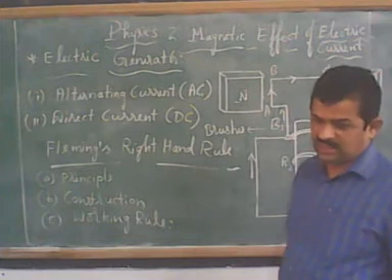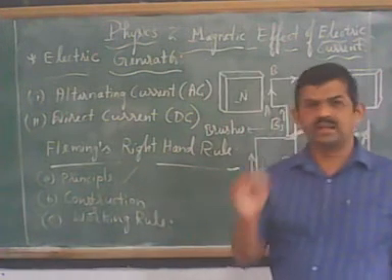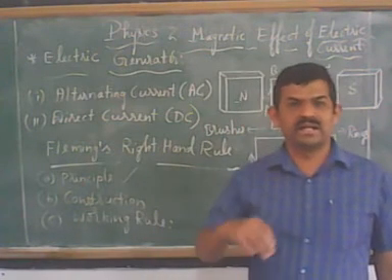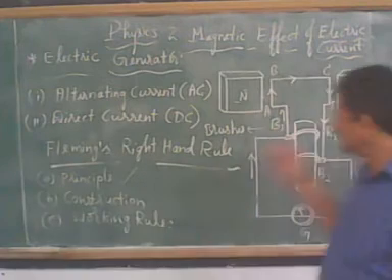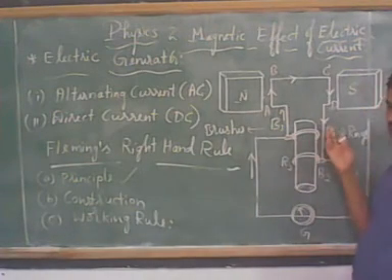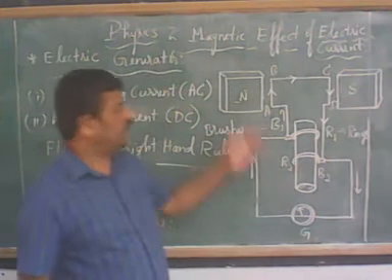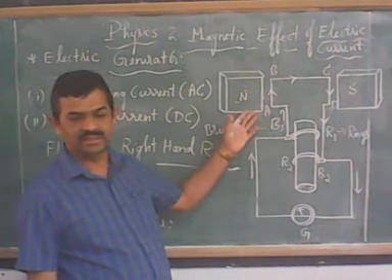First, electric generator: principle. An electric generator is a device in which mechanical energy is converted into electrical energy. Here in the construction of the electric generator, draw a neat labeled diagram of the electric generator.